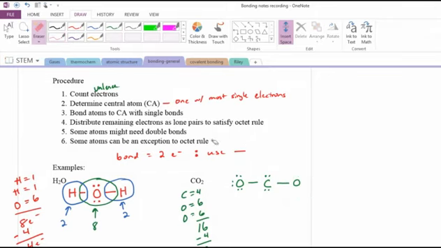Oops, I didn't mean to get rid of my carbon. I'm just trying to get rid of these lone pairs. Guess I'm starting over from scratch. I had my carbon in the middle, my oxygens, and used those 4. So let's put a double bond there. So that's another 2. So now I have 10 left.